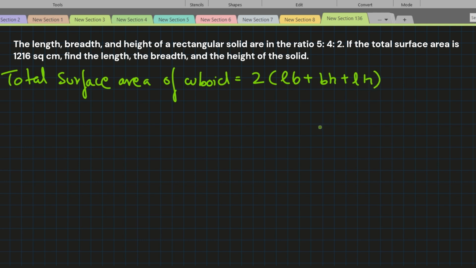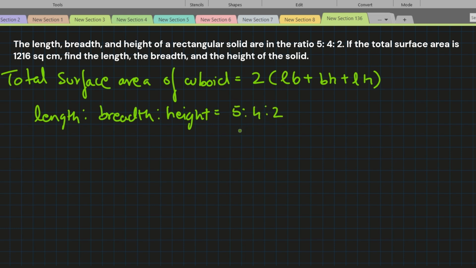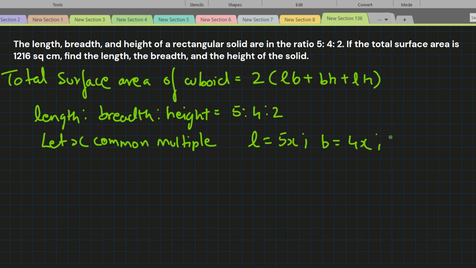So let me write the formula over here. This is the formula we're going to use. So length is to breadth is to height, which is equal to 5:4:2. I'll take x as a common multiple between them. Let x be the common multiple. So we get length is equal to 5x, breadth is equal to 4x, and height is equal to 2x.